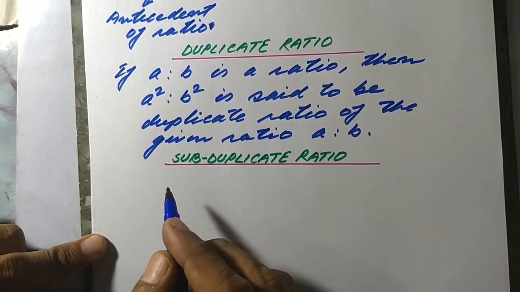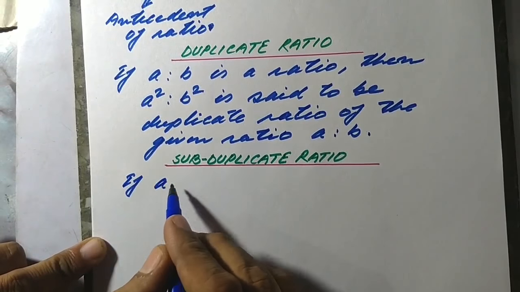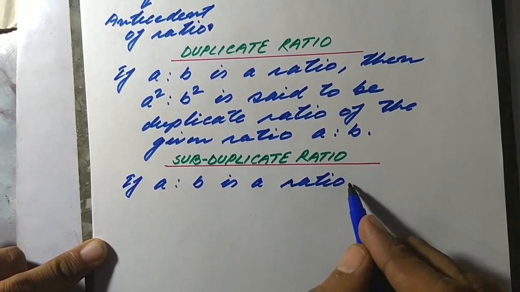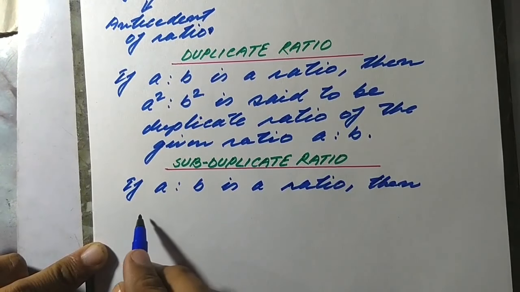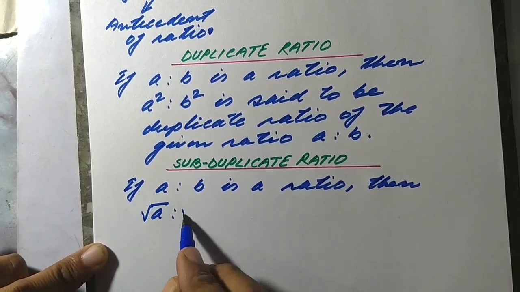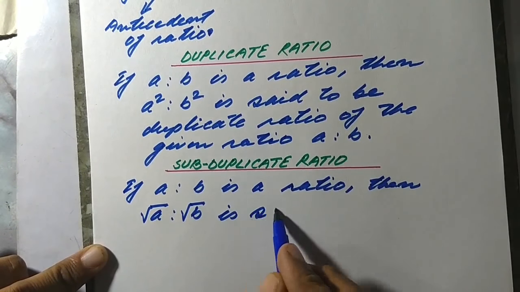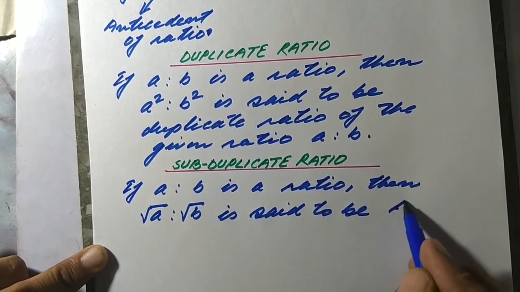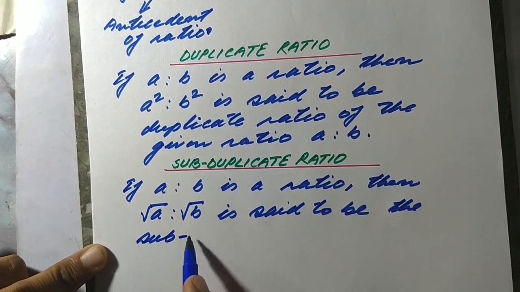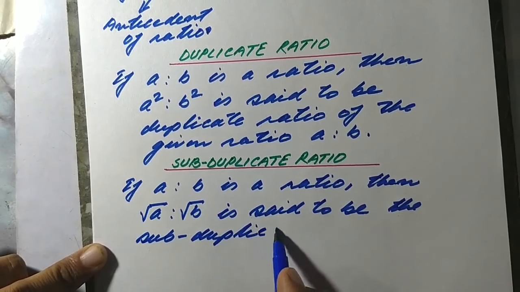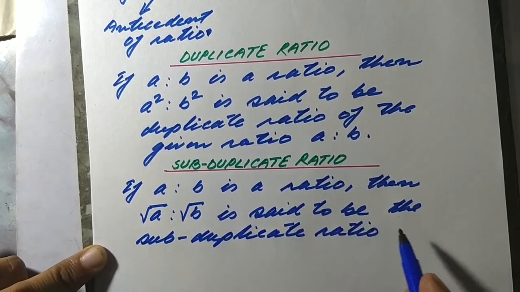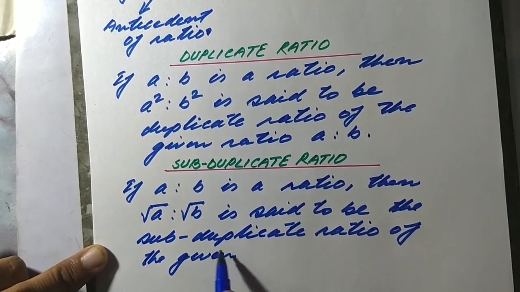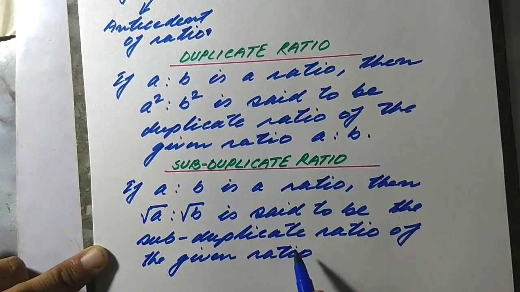Now the next topic is subduplicate ratio. So if A is to B is a ratio, then under root A is to under root B is said to be the subduplicate ratio of the given ratio A is to B.